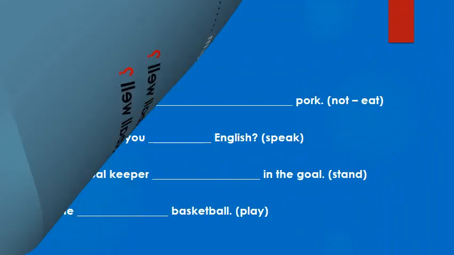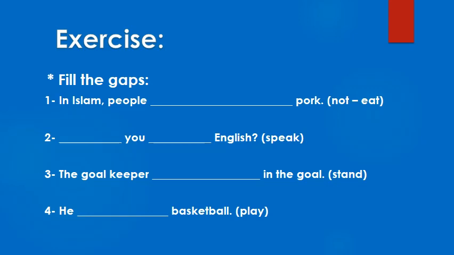Okay guys, now let's move to the exercise. Fill the gaps. أكمل الفراغ. Number 1. In Islam, people blank pork, not eat. So here I'm talking about something obligatory. أنا هنا أتكلم عن شيء إلزامي. في الإسلام الناس لا تأكل لحم الخنزير. So here we have people. People, is it singular or plural? Then الناس, it is plural here, جمع. So people don't have to eat pork.